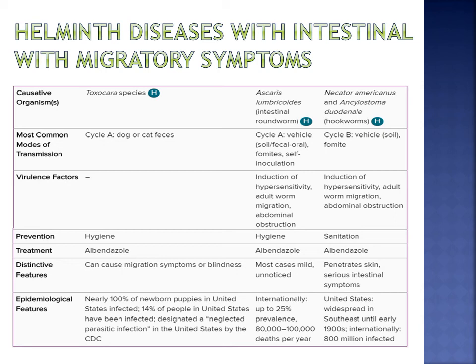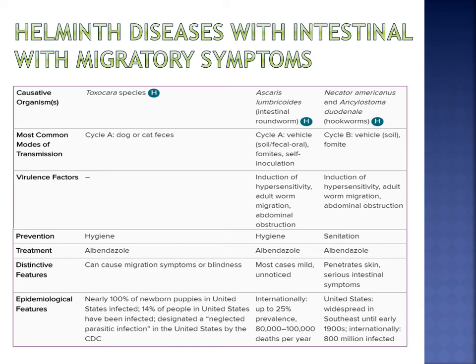Next, we have the intestinal roundworm. This is actually the most common roundworm infection. It goes through cycle A again, typically ingesting the eggs through some kind of vehicle like soil, fecal-oral. You can also have it in fomites or self-inoculation, where you have it on your hands or under the fingernails and then ingest it that way.